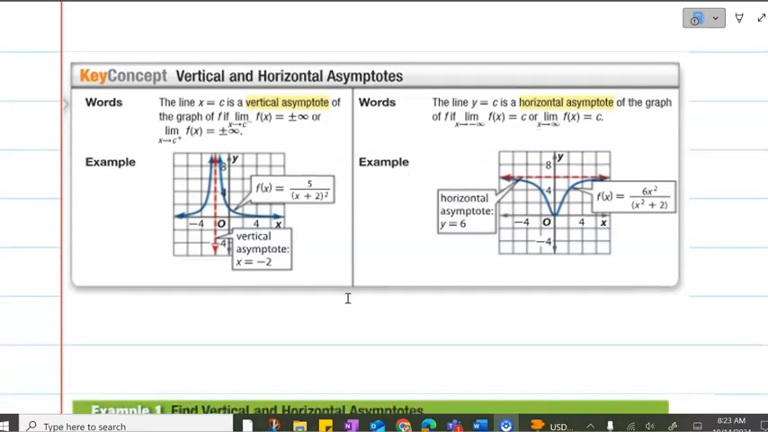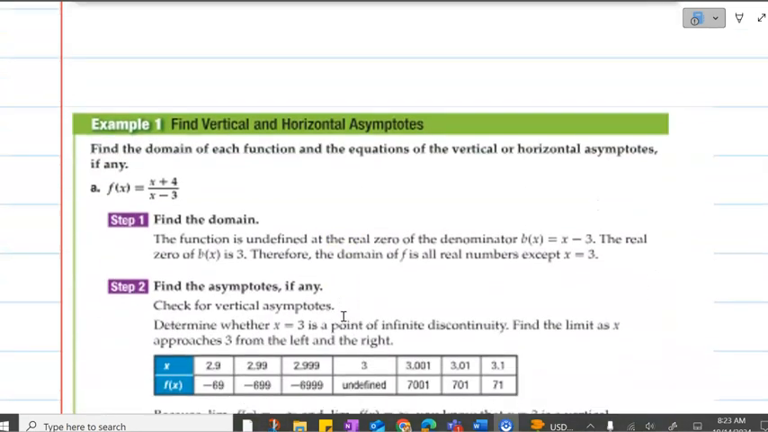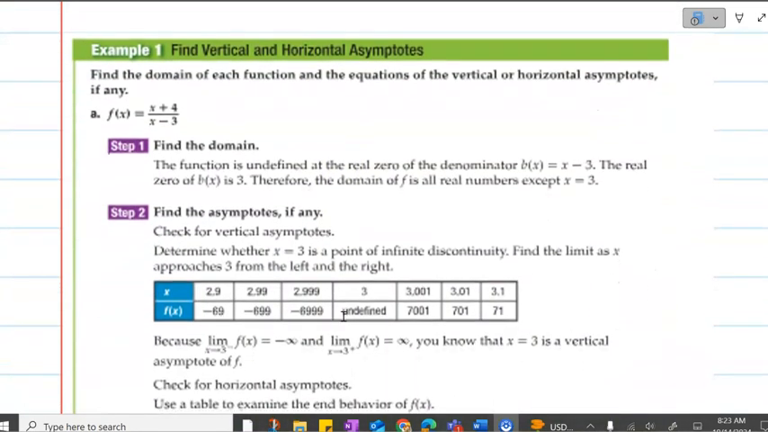The biggest difference is that we are going to look at the asymptotes more from a calculus perspective using our limits. So, for example, the first one here, find the domain and the equations of any vertical or horizontal asymptote. So I'm just going to talk you through this first example here.